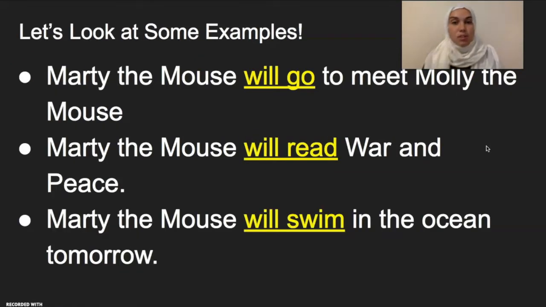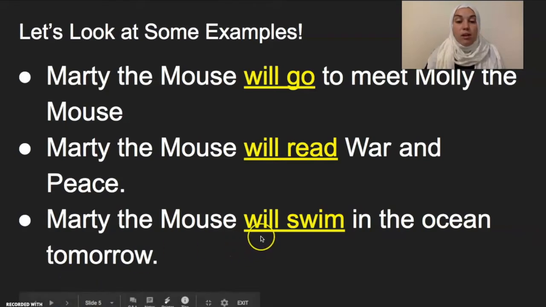Now, let's look at some examples together, okay? Number 1, Marty the mouse, the subject of our sentence, will go to meet Molly the mouse. Will go is in the simple future tense. The will is our future, will happen in the future, and our go is our verb in the infinitive. Marty the mouse will read War and Peace. Again, we have our will to indicate that it will happen in the future, and our read is our verb in the infinitive. And finally, Marty the mouse will swim in the ocean tomorrow. Will is our indicating it's in the future, and swim is our verb in the infinitive. It's pretty easy, right?